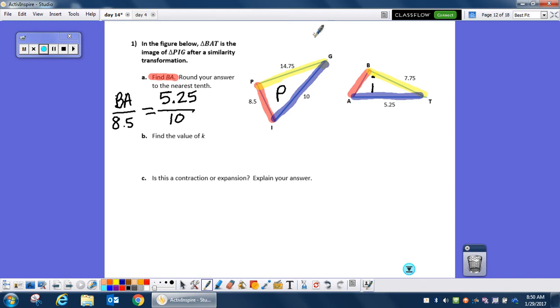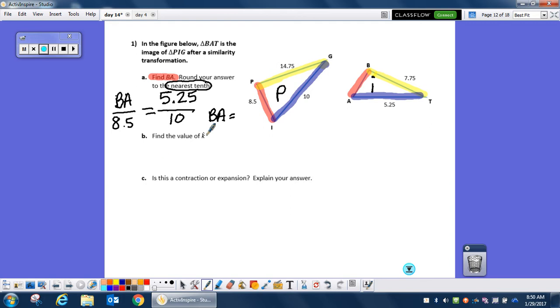So when I check your paper, I'll have to make sure that you found BA, and please make sure you round to the nearest tenth. So that's 1 decimal. So I'll be looking when you turn this in if you could solve that proportion.